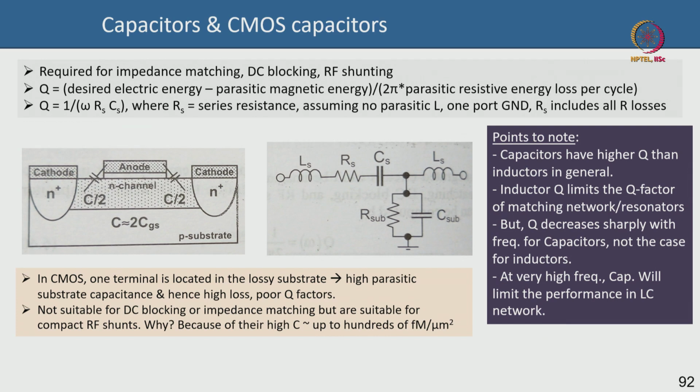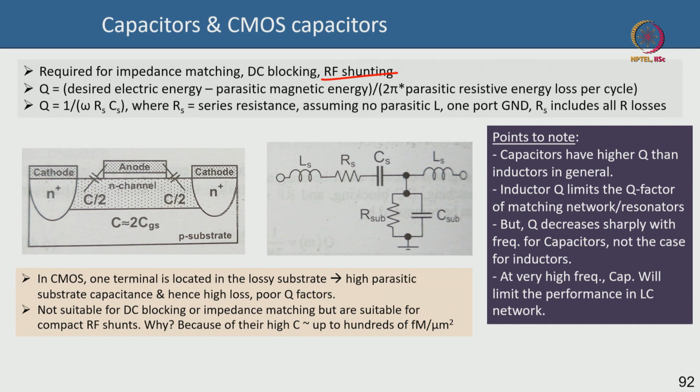Okay. Then we come to capacitors, because capacitors are very common and they are very widely used. Cannot think of an RF circuit without a capacitor. Capacitors are indispensable for impedance matching, for DC blocking or RF shunting. When I say RF shunting, you are creating a low AC resistance path for an RF signal to go. It will block DC, it will let RF pass, that is your RF shunting.